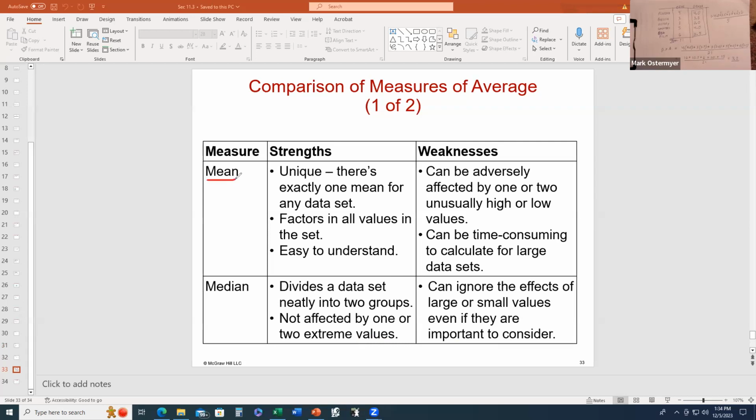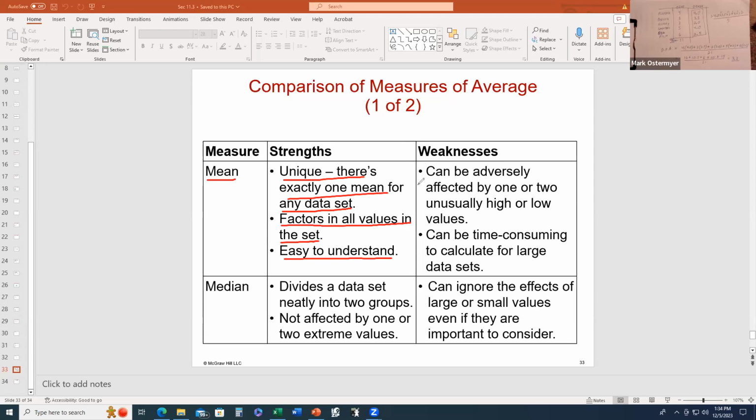What's the strengths of the mean? Well, in its computation, the mean takes into account the values of all the data values in your data set. So it's very sensitive to all your data values. That's a good thing. You want it to be sensitive to all the data values. The mean is pretty easy to understand too. You just add up all your observations, divide by the number you added up. The mean is unique. There's only exactly one mean for any data set. There's no such thing as having two means or three means or four means like the mode. There's only one mean.